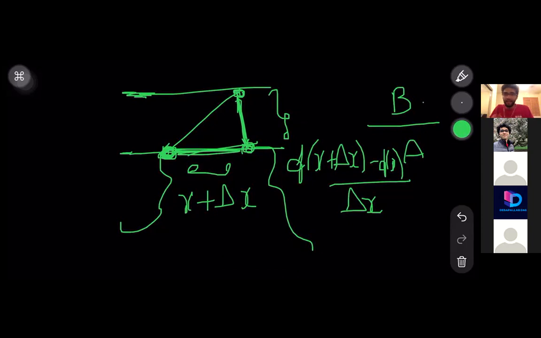Minus f of x. Then the base of the triangle is the perturbation, the distance, how much you went ahead. So if you started at x and you ended at x plus delta x, the distance is delta x. Okay, so let's quickly do an example problem.